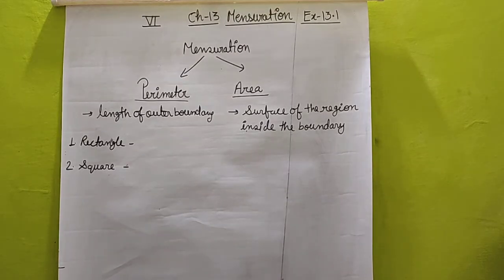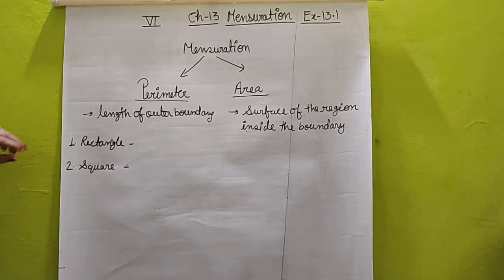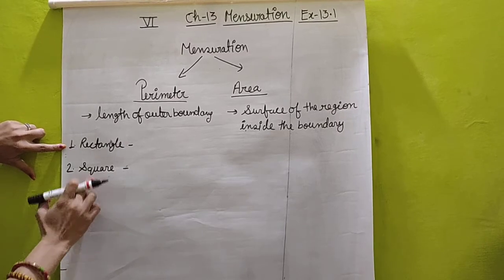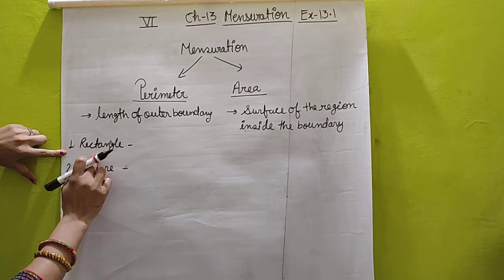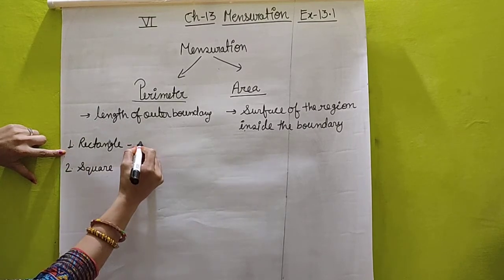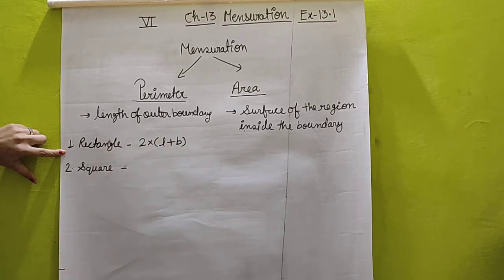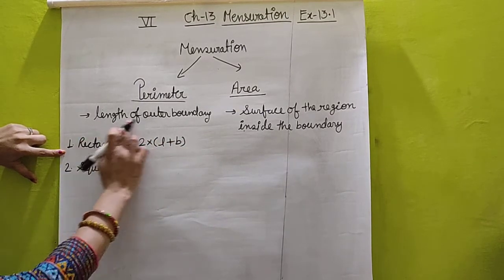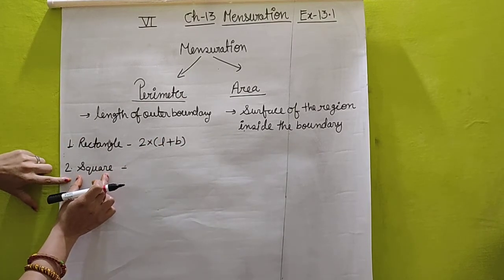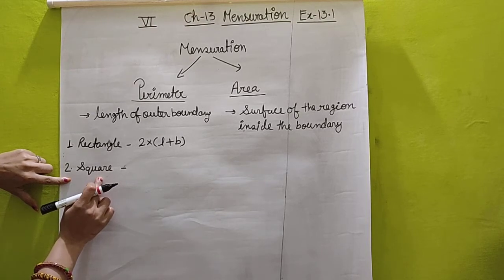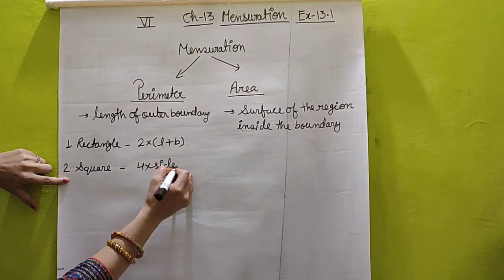After writing the difference between perimeter and area, we will come to know the perimeter and area of rectangle and square. This also you have studied in your previous class. Perimeter of a rectangle, meaning the length of the outer boundary, will be 2 multiplied by length plus breadth. Now square, and you know the property of a square is all sides are equal. So the boundary will be 4 multiplied by side.